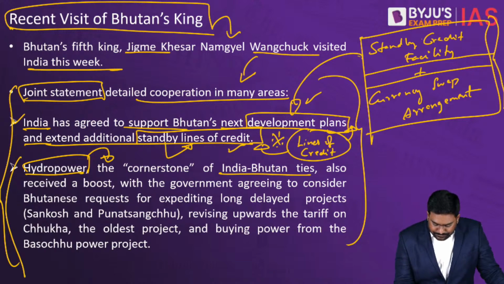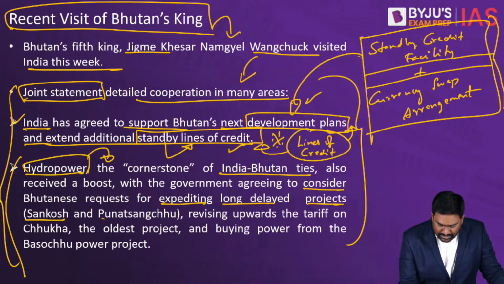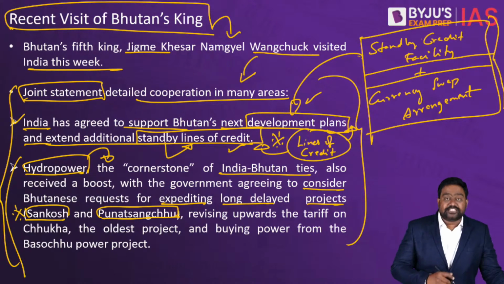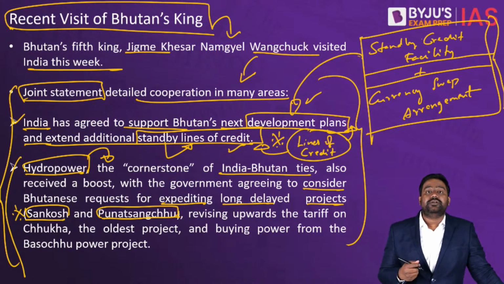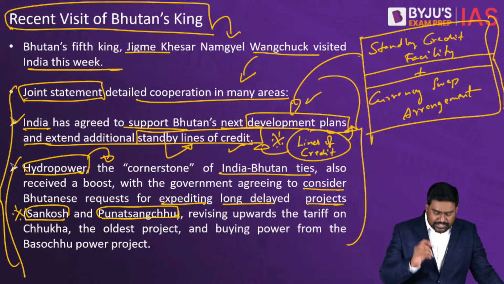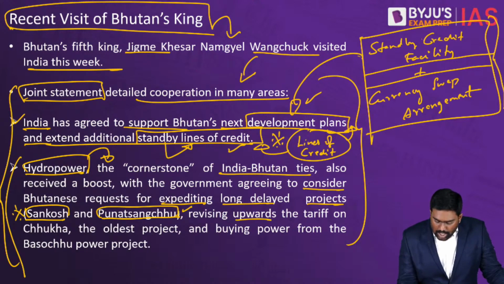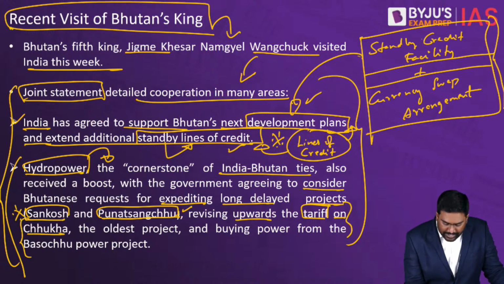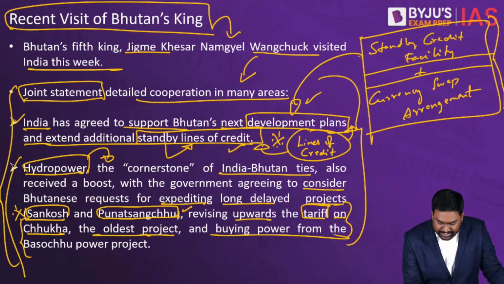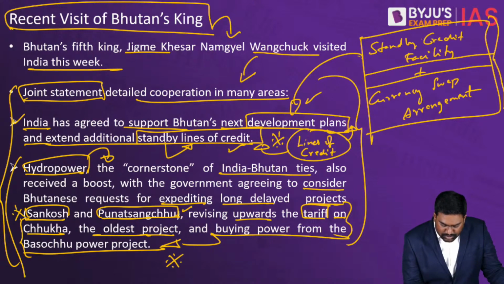India has promised to complete the ongoing projects, especially Punatsangchhu and Sankosh. These projects have been delayed over the last few years due to funding issues, due to the pandemic, etc. So we have promised to fast track the ongoing projects and complete them as soon as possible. And along with this, India has agreed to increase the tariff on the Chukha hydro project, one of the oldest hydro projects. And we also agreed to buy more electricity from the Basochhu power project.